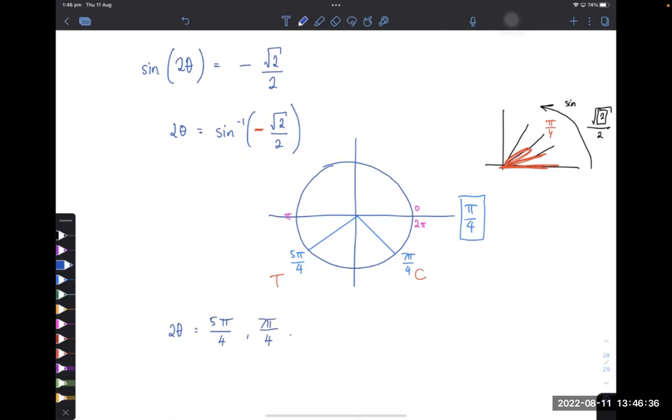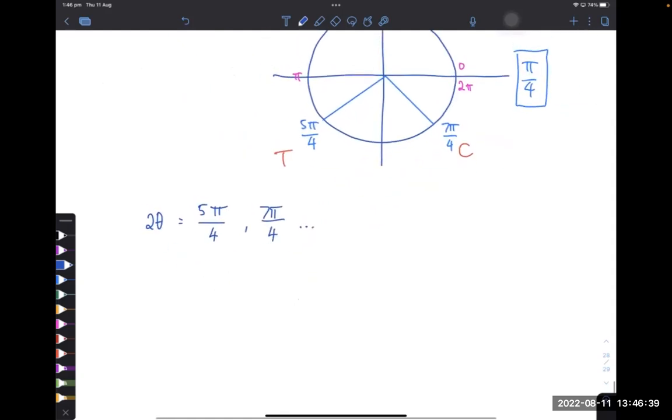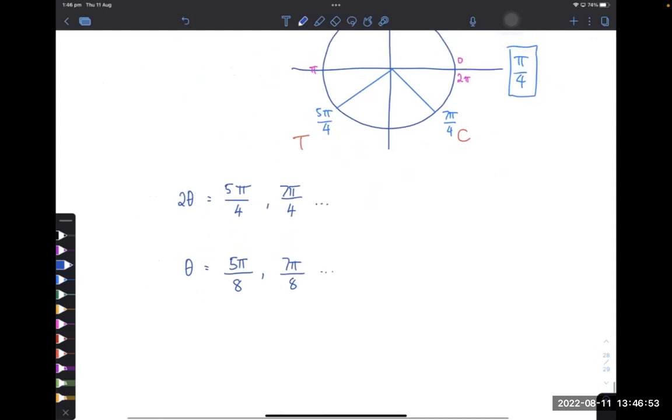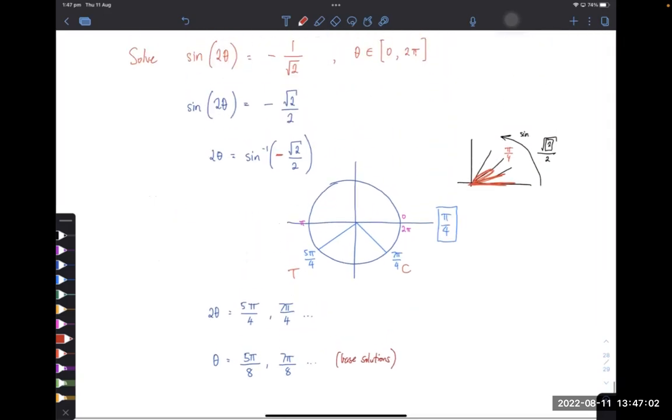But that's only 2 solutions out of an infinite amount. We haven't ended up with just theta by itself yet. So I'm just going to divide everything by 2. So dividing by 2 is the same as multiplying in the denominator. So these 2 solutions here are called our base solutions. And for us to reach our entire domain, we need to add on the period until we cap our domain.